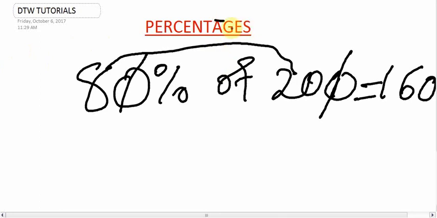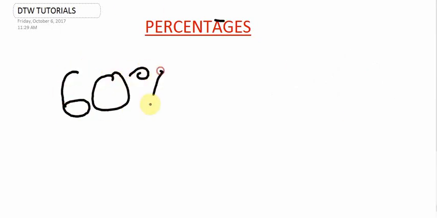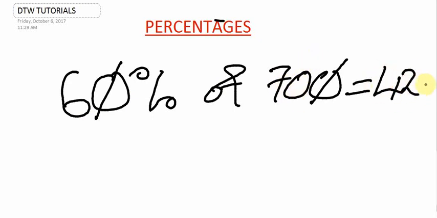Let's try another one here to show you how fast this is, that you can do percentages in 3 seconds, just 3 seconds. Let's say we have 60% of 700. What would that give us? Cancel this, and 6 times 70. You're just saying 6 times 7. 6 times 7 is 42. Add the 0 to 42, so we have 420. So you can see how fast you can solve percentages in 3 seconds.